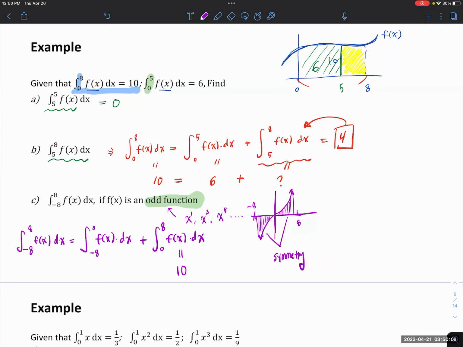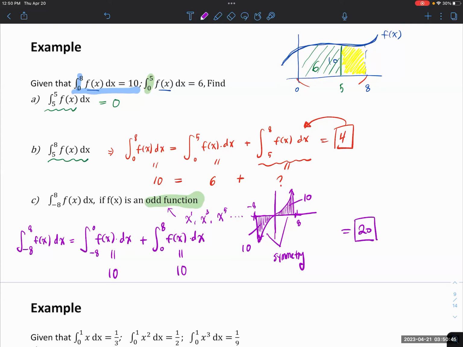Am I correct? So therefore, what do you guys think? If this one is positive 10, right, and then let's think about it. This is a little bit tricky. We want to find that area, but we are not looking for the net area, correct? So if this one is 10, this is also 10. So from negative 8 to 8, the total area will be 20.